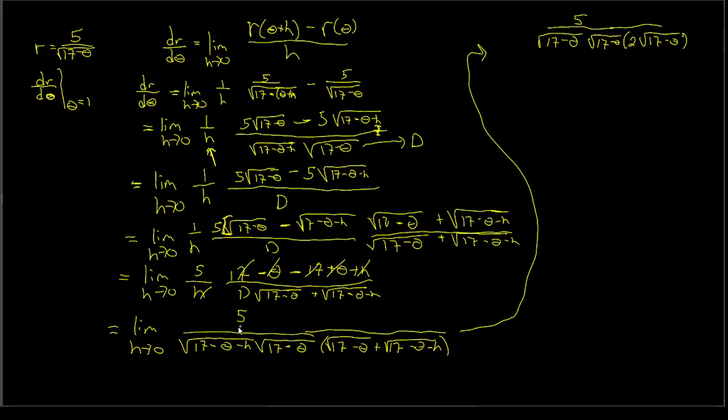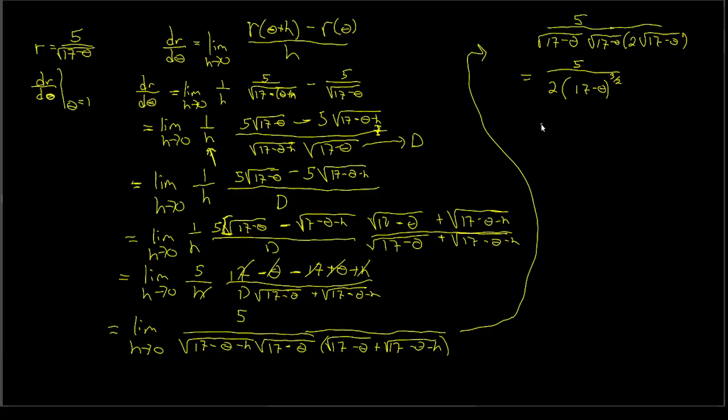And let's just double check ourselves. If this goes to 0, I have these two things times each other. And if this goes to 0, I have 2 of these things. So all said and done, I have 5 over 2 times 17 minus theta to the 3 halves. 1 half, 1 half, 1 half.